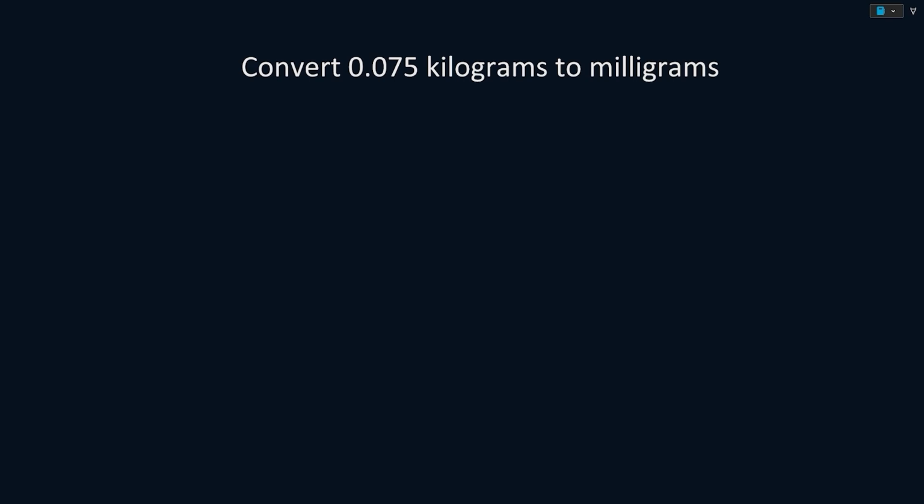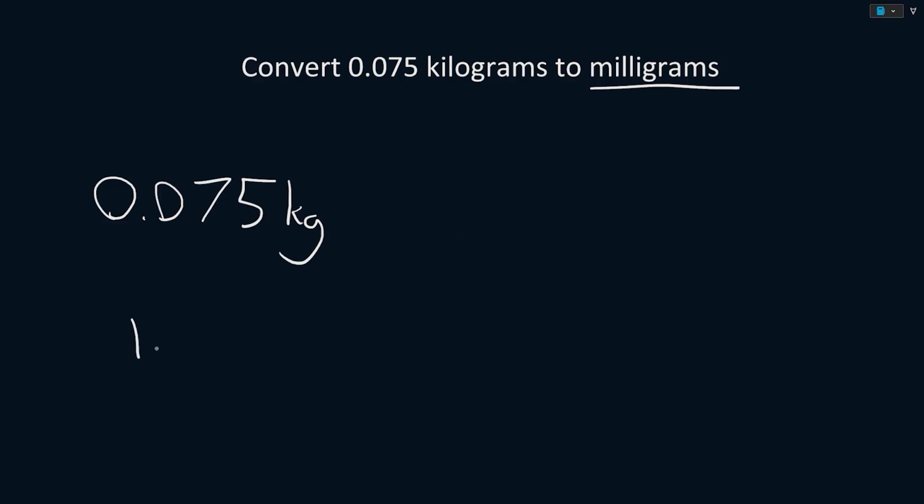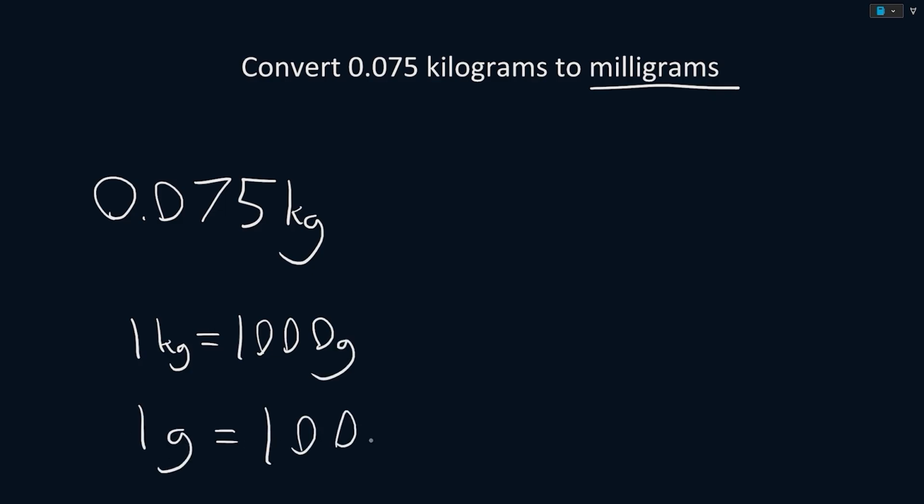Convert 0.075 kilograms to milligrams. We were given 0.075 kilograms, and we want to convert them to milligrams. We know that 1 kilogram is equal to 1,000 grams, and 1 gram is equal to 1,000 milligrams.